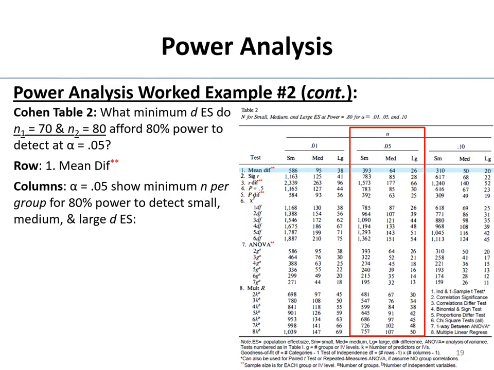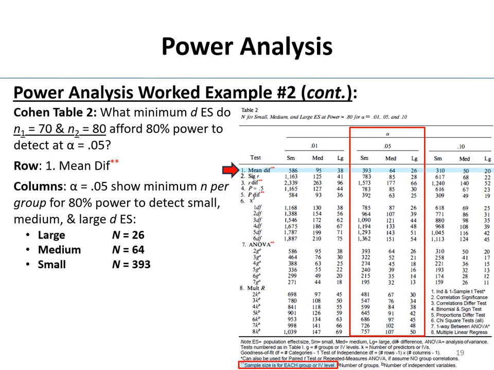The columns here, we're going to use 0.05 because that is our alpha level, and they show the minimum N per group that is required for 80% power to detect small, medium, and large effect sizes. So a little note at the bottom there, the ones with the red asterisks, the sample sizes that are shown are the sample size that is required for each group or each level of the independent variable. So there are those sample sizes for a large, medium, and small effect.